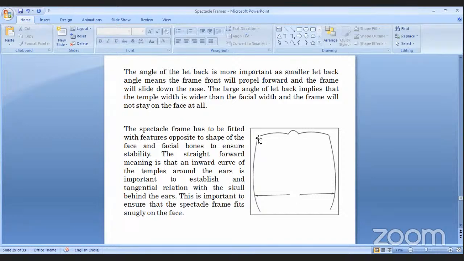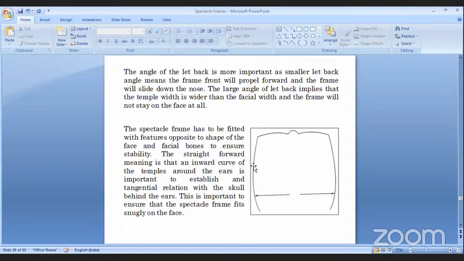This should conform to the width of the bearer's face, it should match. If this frame is smaller than the bearer's face width, narrow, then the frame will propel out. It will not stay on the face. It will keep sliding down on the nose. And if it is too big, the gap is too much. If there is too much of a gap between the side and the temporal bone of the wearer, it means the frame is loose. It will not stay on the user's nose and it will keep falling. So this is a very important criterion you need to understand.